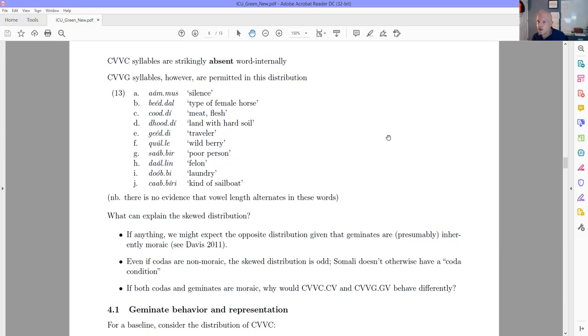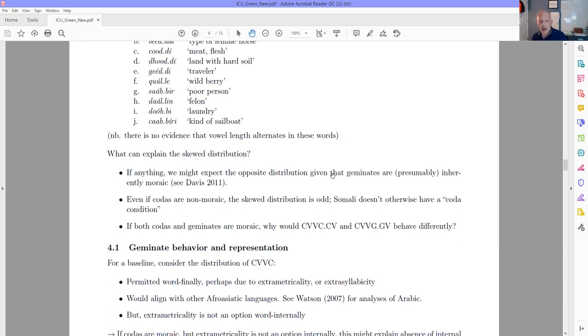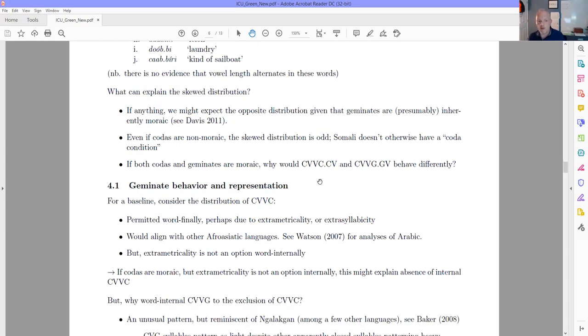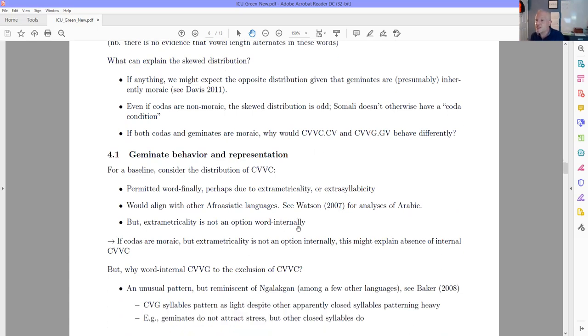So in order to think about this a little more, this isn't anything that has figured into the literature. I don't think it's been described before. In order to figure out what this all means, we need to think a little bit about geminate behavior and representation. And so for a baseline, consider the distribution of those CVVCs. As we've seen, they are permitted word finally, perhaps due to extra metricality or extra syllabicity. And this would actually align with other Afroasiatic languages.